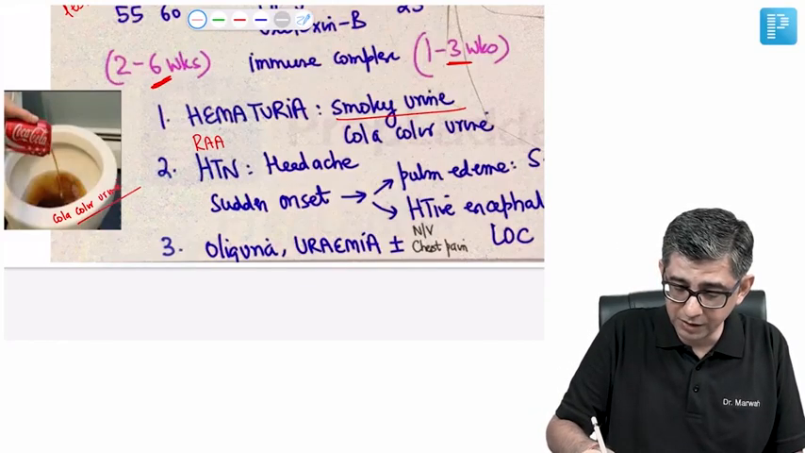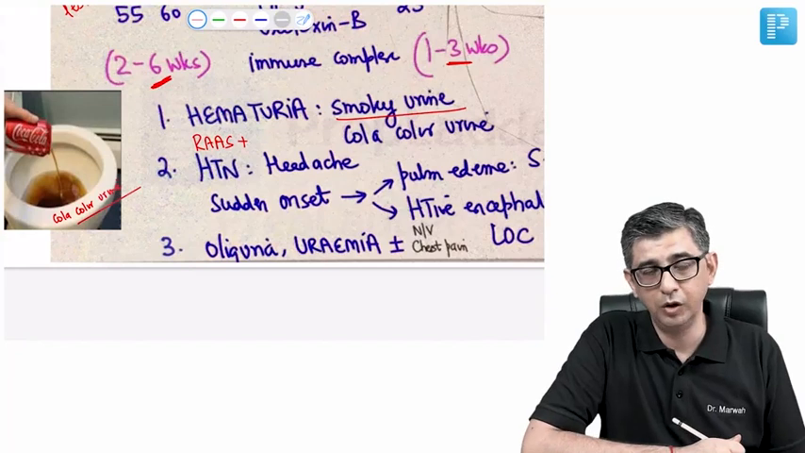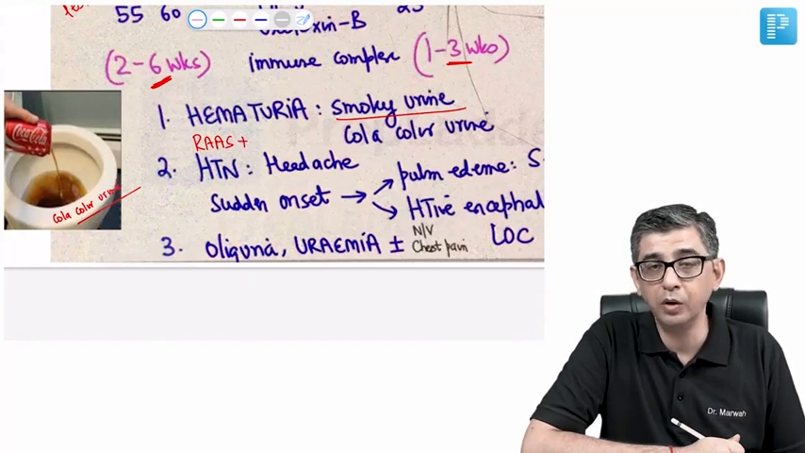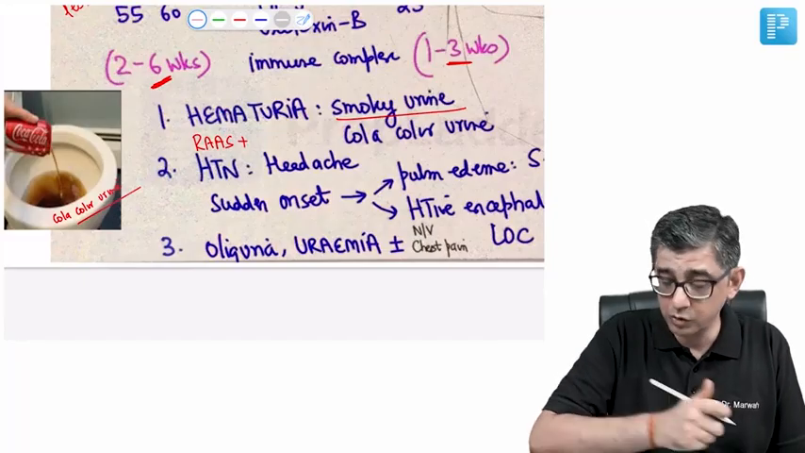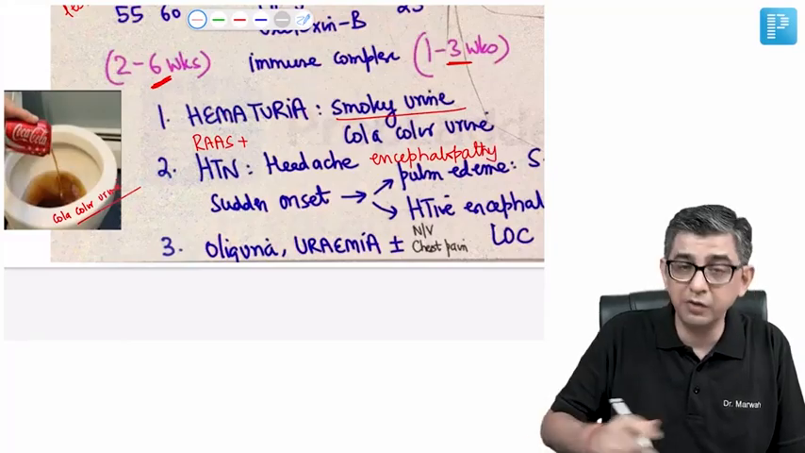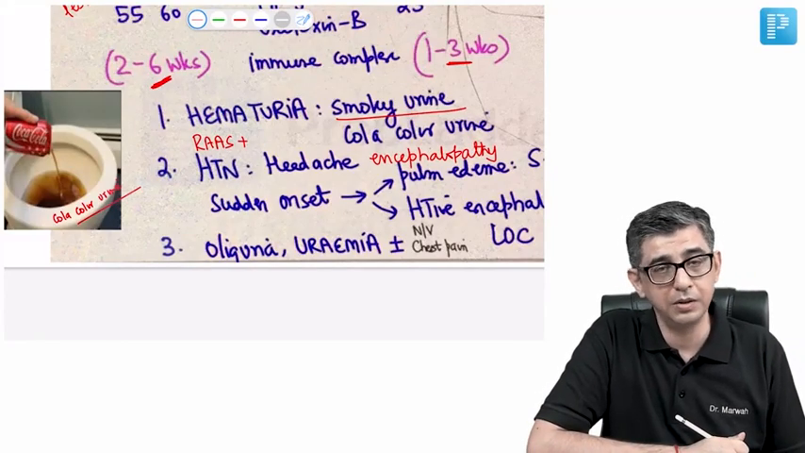Therefore, there is going to be RAS system activation. And because the glomerular flow is affected, there is RAS system activation, so there would be hypertension in the patient. This hypertension can be so bad that it can even cause this child to lose consciousness. So I have a very anxious mother who's telling me, sir, my child has suddenly become unconscious.